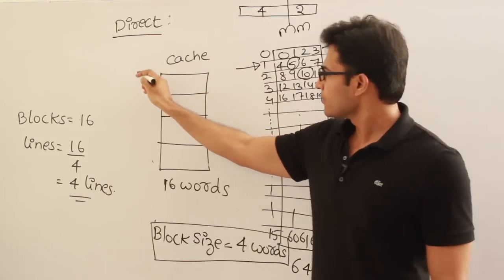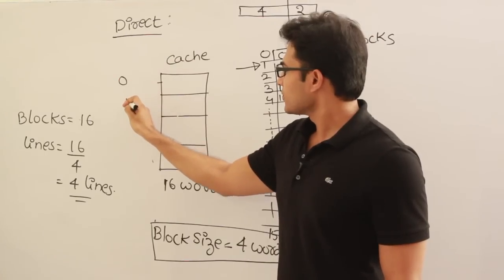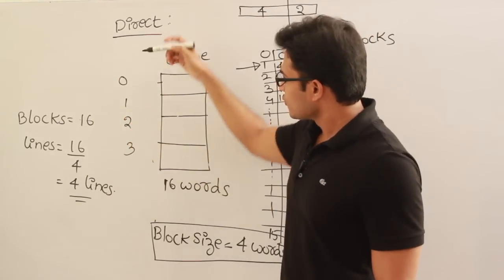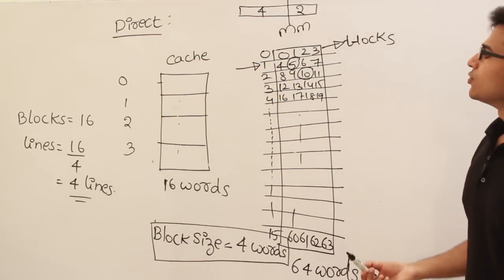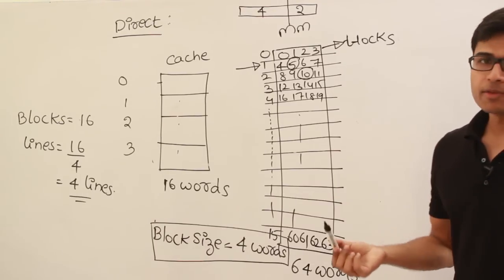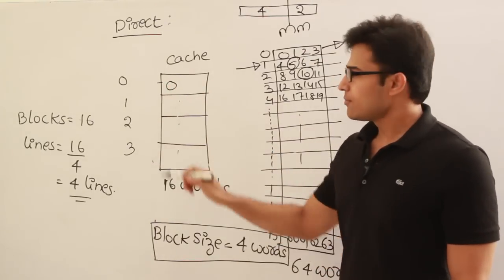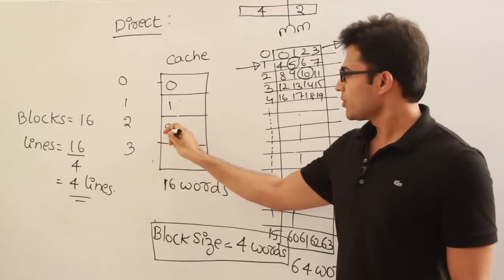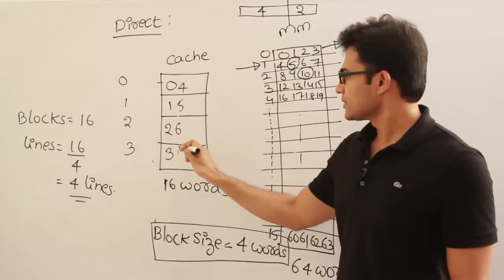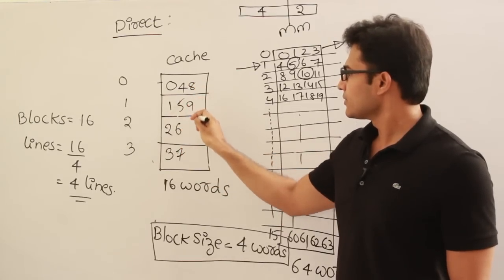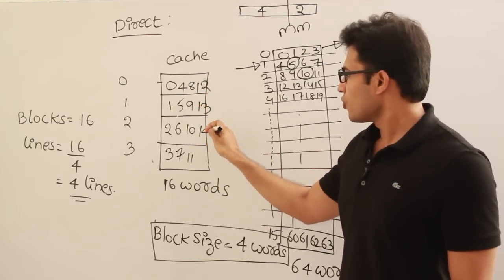And now what I am trying to do is go in a round robin manner. Let us say this is line number 0, line number 1, line number 2, line number 3, right? Now I'll go in a round robin manner, which means block number 0 will go into line number 0, block number 1 will go into line number 1, block number 2 will go into this, and block number 3 will go into this. Again 4, 5, 6, 7, 8, 9, 10, 11, 12, 13, 14, 15.